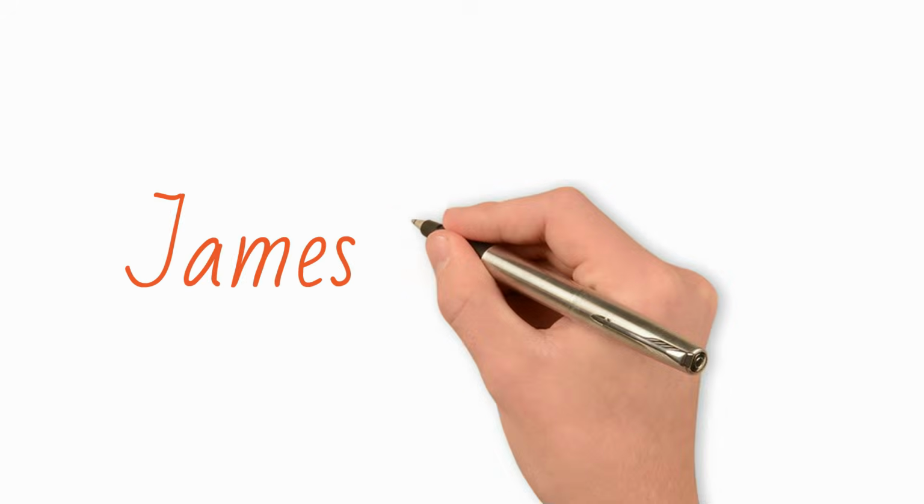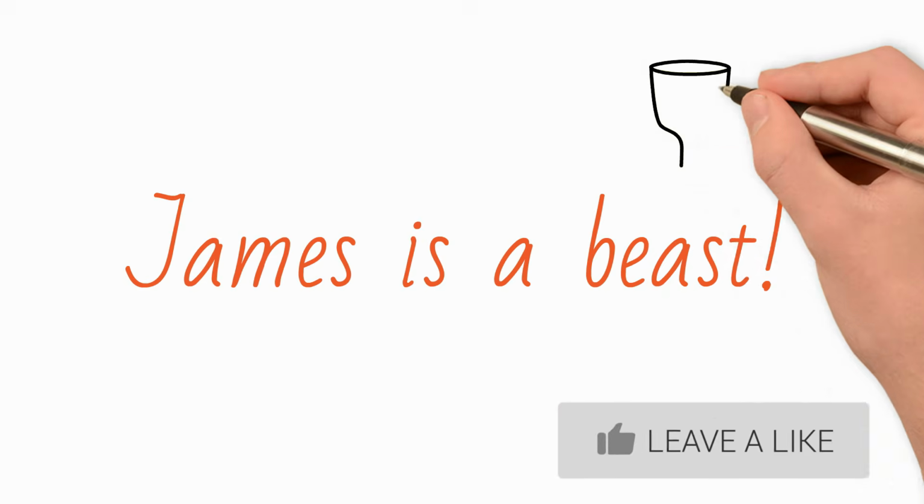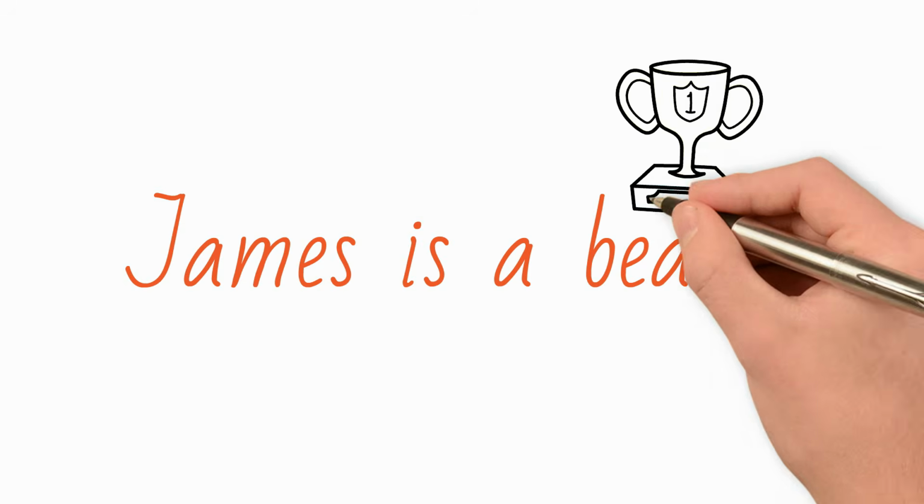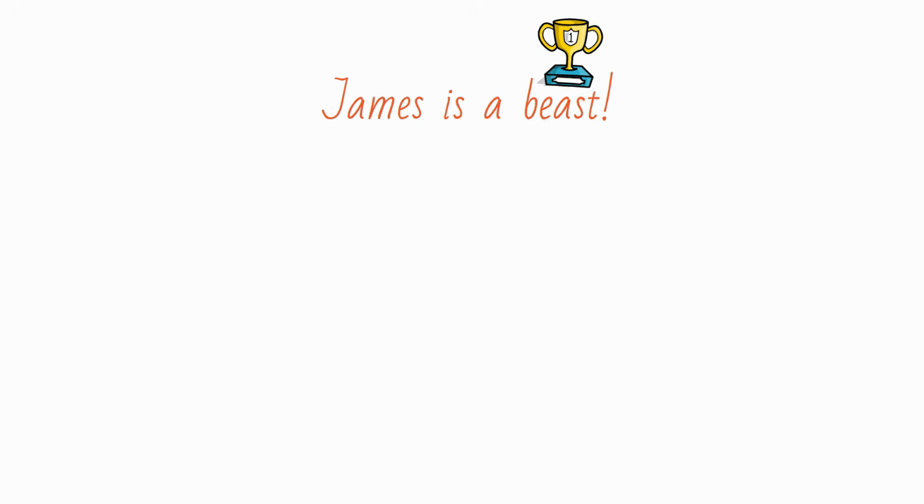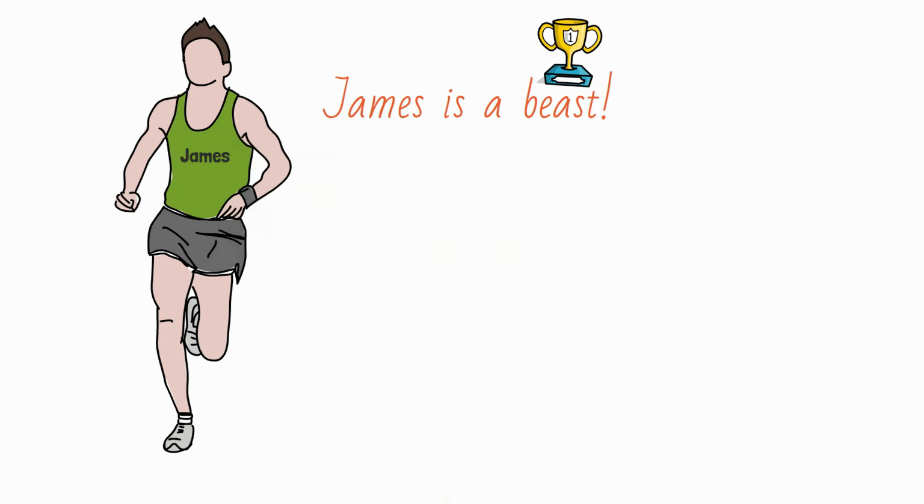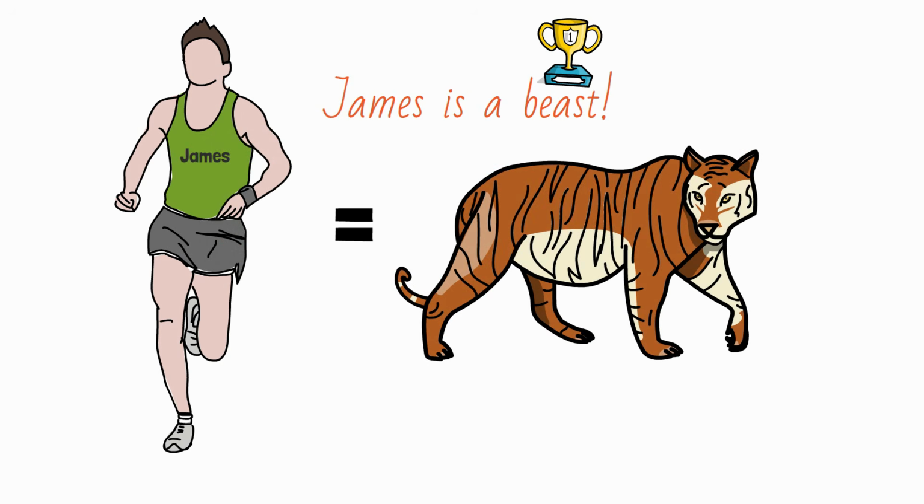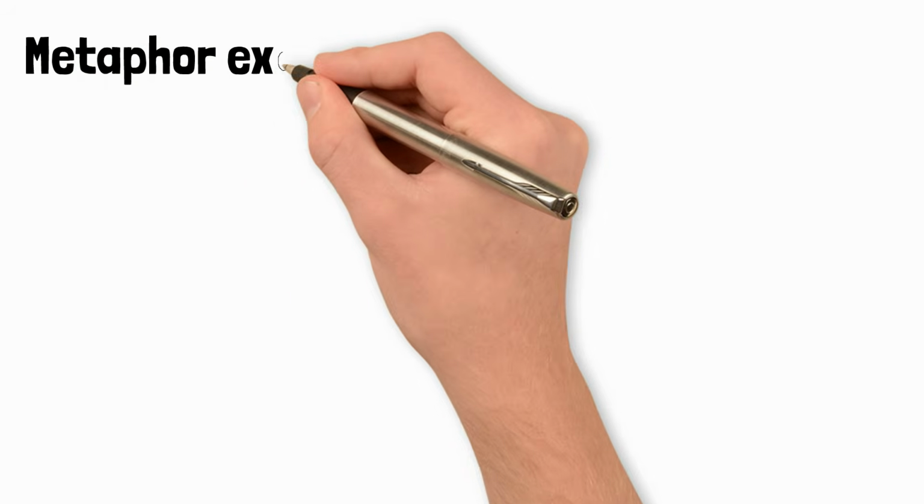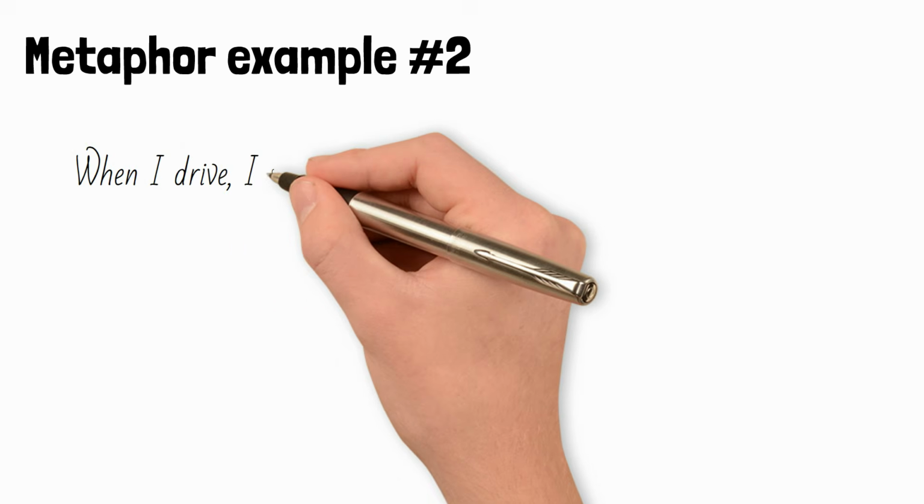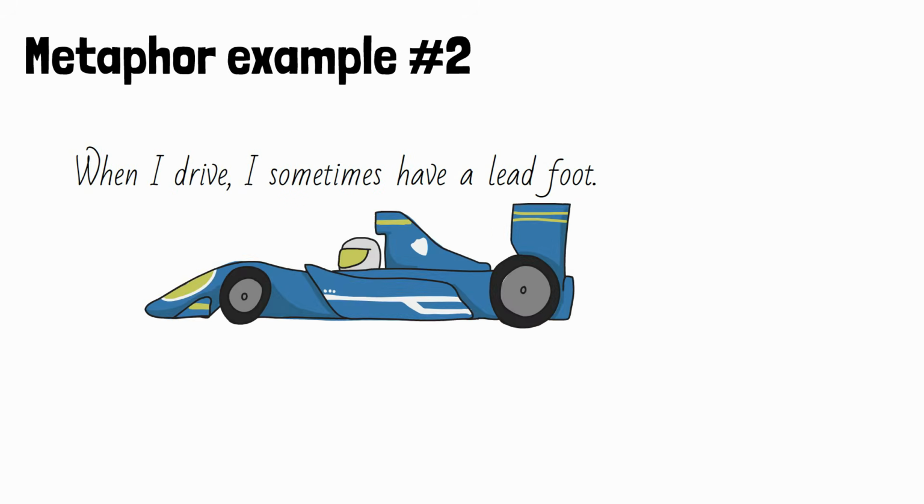Someone might say James is a beast if James wins the Ultimate Beastmaster competition, but we all know that in reality James is a human being. To convert this to a simile, we could say James is like a beast. Another example of a metaphor would be, when I drive, I sometimes have a lead foot.